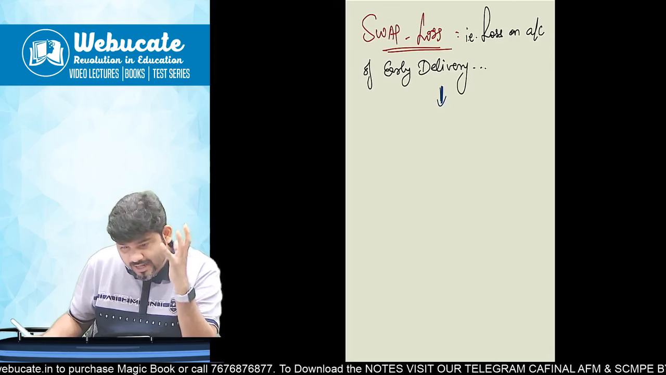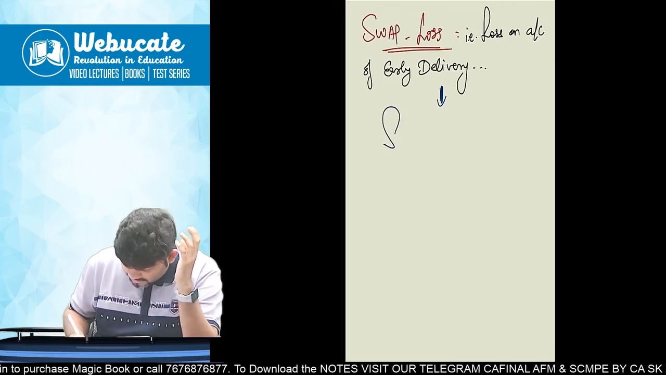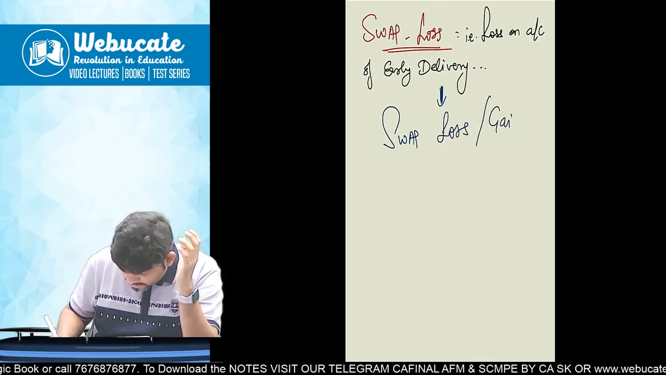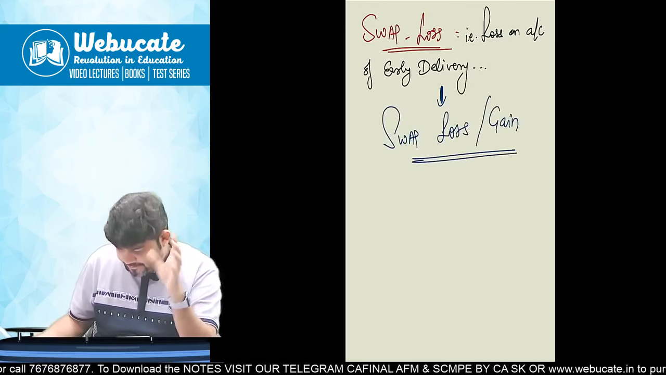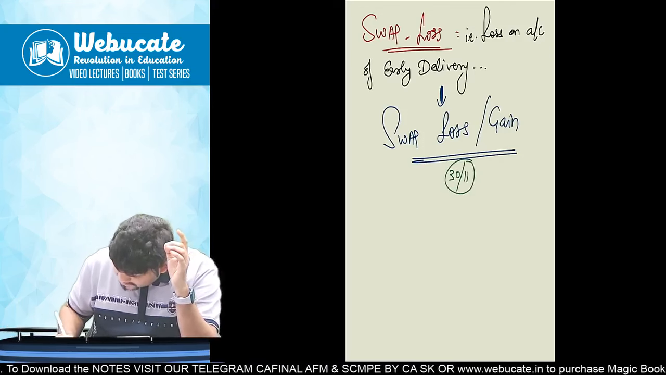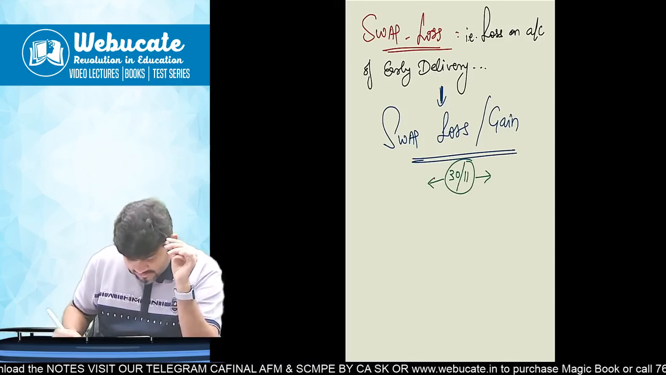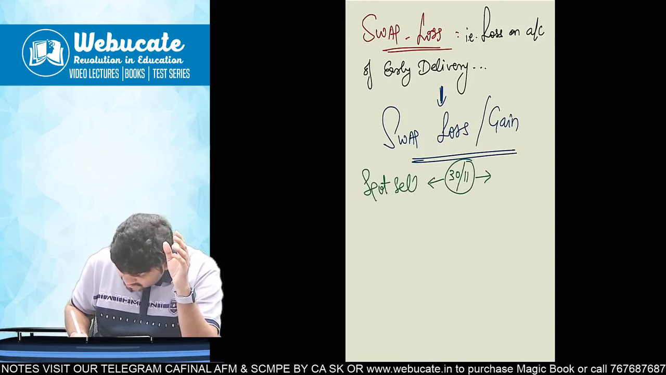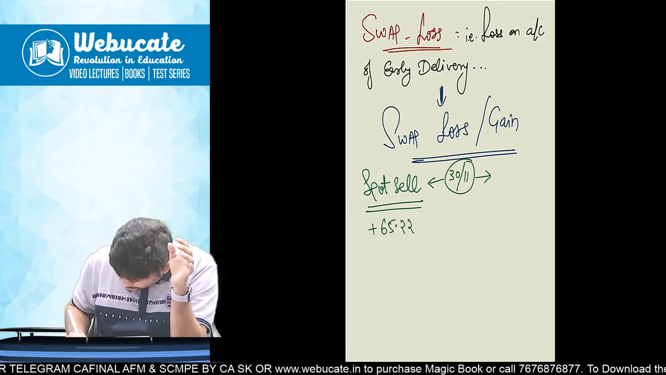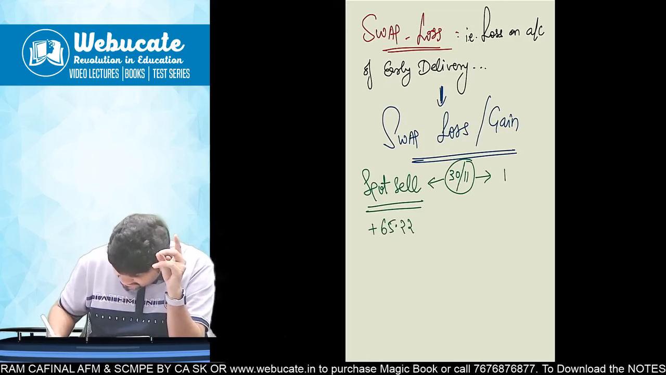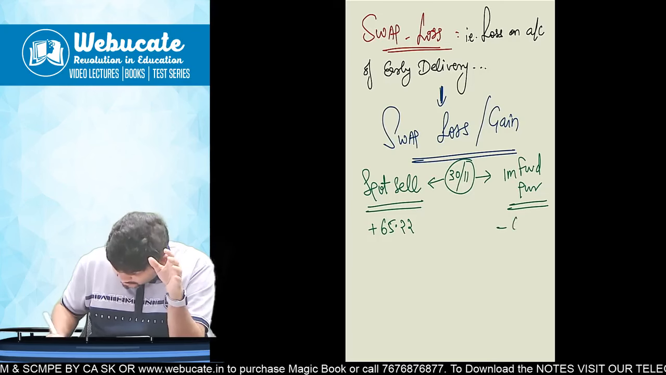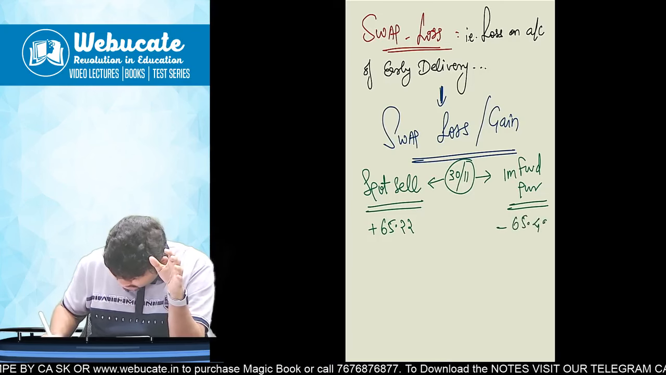Now, what has resulted in a swap loss? Pay attention. Swap loss, or it may also be a gain. On account of early delivery, what happened on 30th November? We did two things. We did a spot sell. Whenever you are going to sell, you are going to get money. So, plus 65.22. At the same time, we did a 1 month forward purchase. Whenever you are going to purchase, minus, because money is going out.